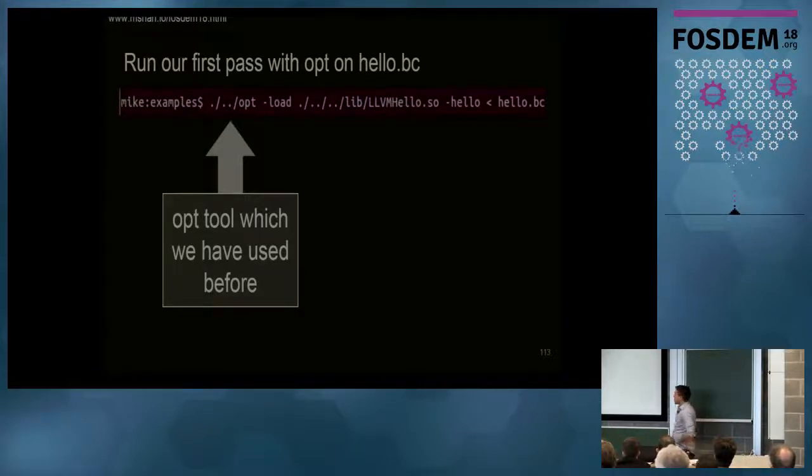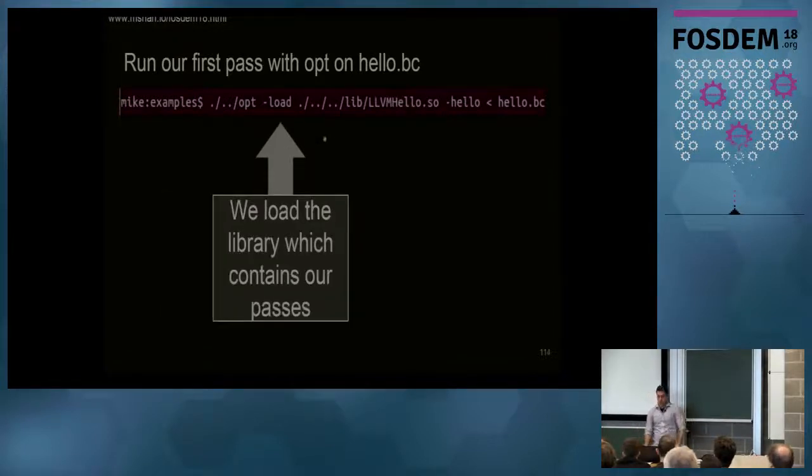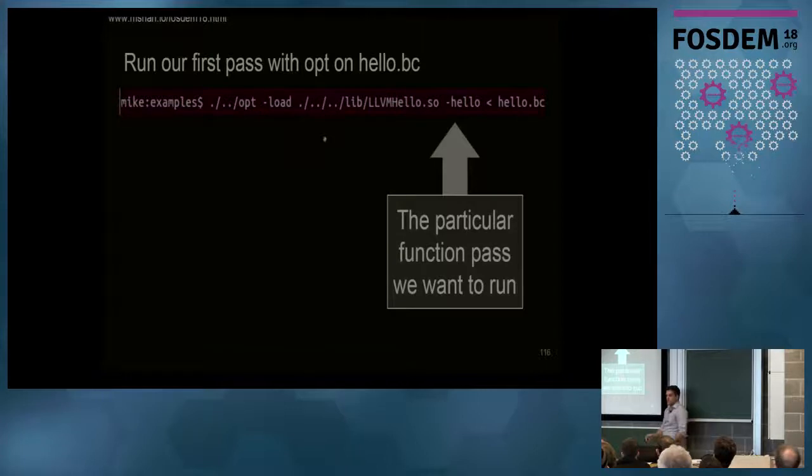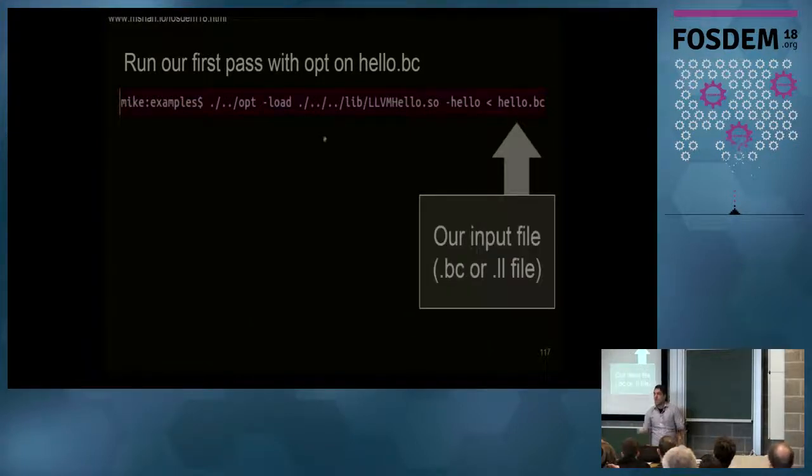So when we want to run our first pass, again, we're doing this with the opt tool. We've treated this sort of as an optimization. So we're starting with opt. We choose which library we want to load, so sort of which plugin, I guess. It's the LLVMHello library. And within it, we can have multiple passes. So we have one that's just hello. And then the optimizer runs on bitcode, so our input's the hello.bc file.